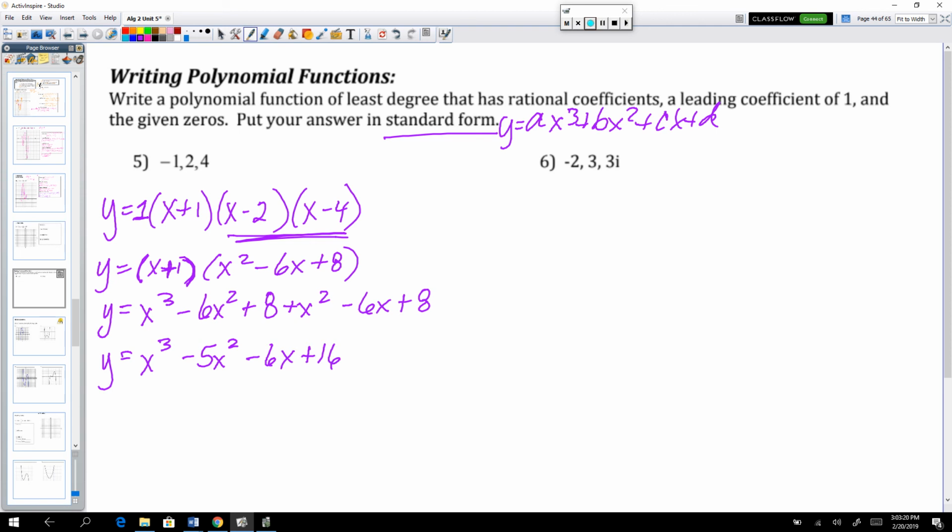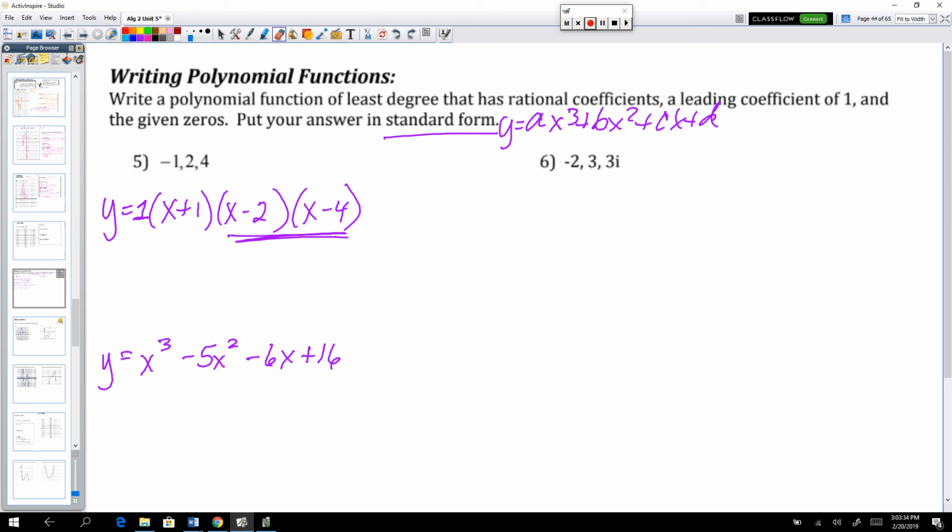Now, if you don't like the side-to-side method, or if you think you're going to get confused or mess some things up, here's another method that you can use. It's called the box method. You'll start with the same 2 parentheses. So let me put those back up there for you. So the box method will take y equals x plus 1, x squared minus 6x plus 8. And we'll set up a box, a 2 by 3 box.